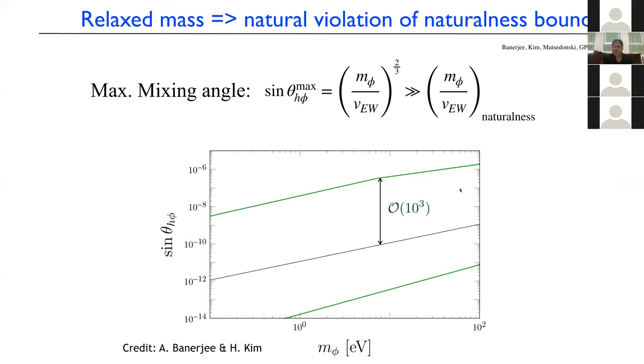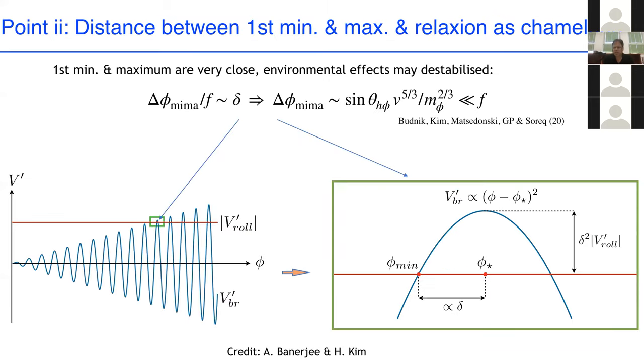There will be another effect. The other effect will be related to the fact that the minimum and maximum are very close to each other. And this we're going to describe in the context of the xenon, but I want already now to explain it since we already look at these graphics. Again, V prime as a function of phi. At the first minimum, we see that the distance between the first minimum and maximum is very, very small. It's again a function of delta.